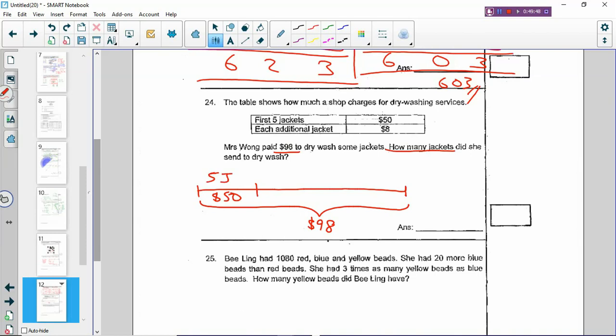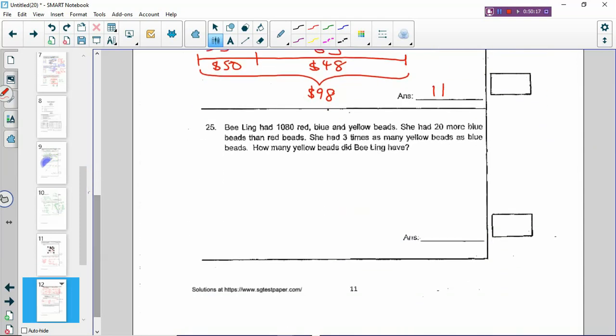Now, if you cut away the first $50, then what is the balance here? That will be $48, right? Then you take $48 and divide by 8, because every additional jacket is $8. You will get another 6 more jackets over here. So how many jackets did she send to dry wash? That'll be 11. 5 plus 6, 11. Okay? Alright, let's go to the next one.